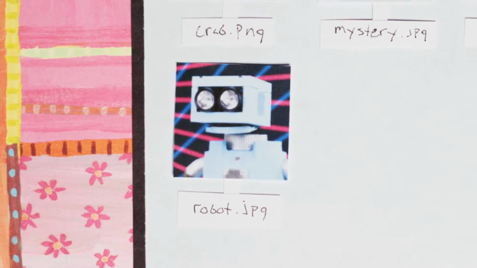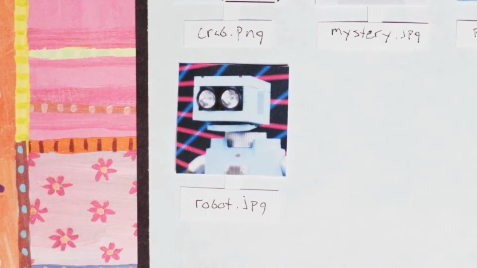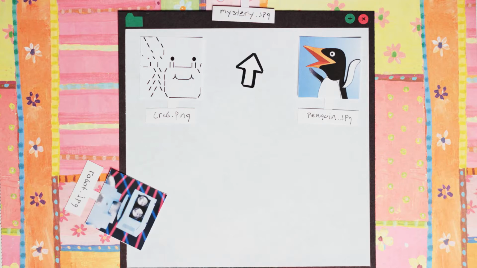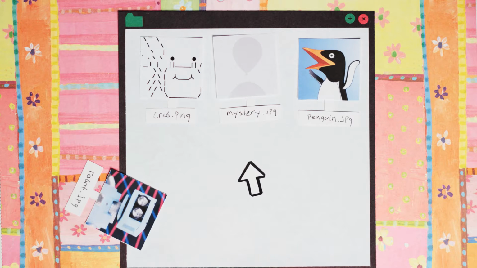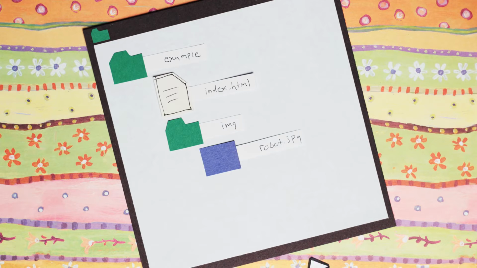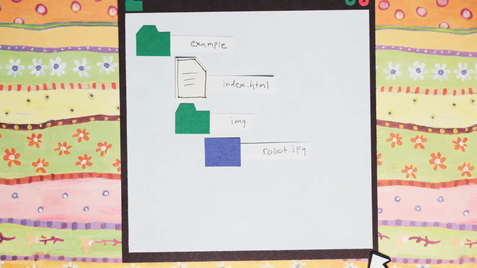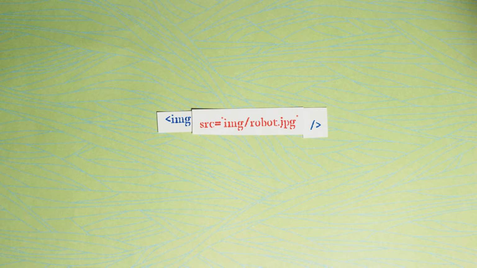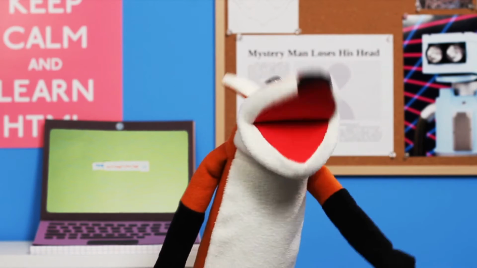Here's an attractive robot you can use on your website. I'll copy it into the Images subfolder of this example website. Now in our index.html file, we can add the image with the image tag. The only attribute you need is the image source. This is the path to the file relative to our index.html.